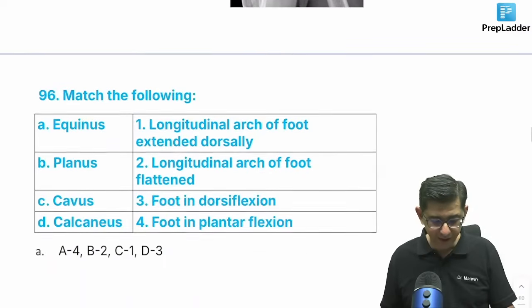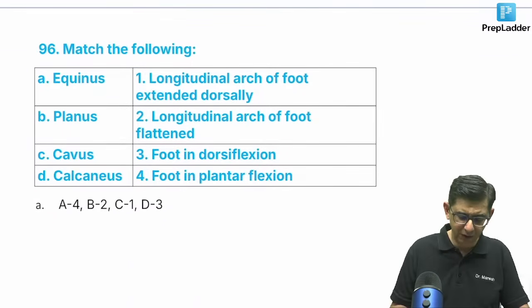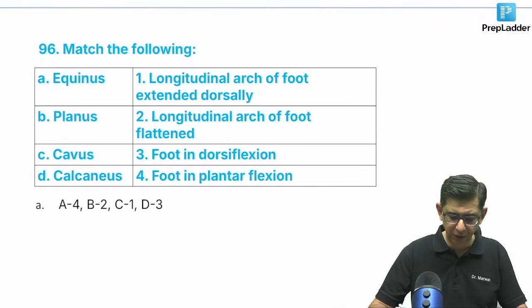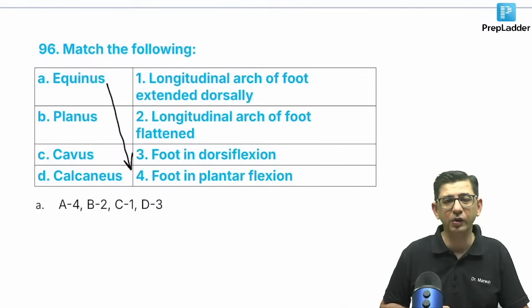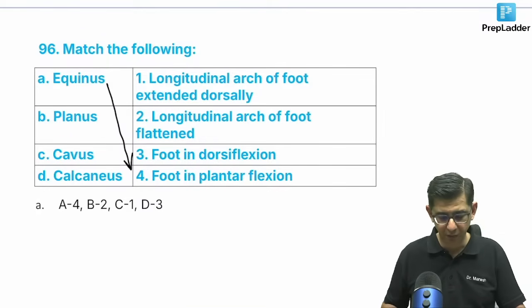Moving on to 96, the answers are already given. I mean, the position of that, like the plan, if I say equinus, then we'll go into the foot in plantar flexion. So I don't need to do matching. It's already done. The correct answer for this one is option number A.